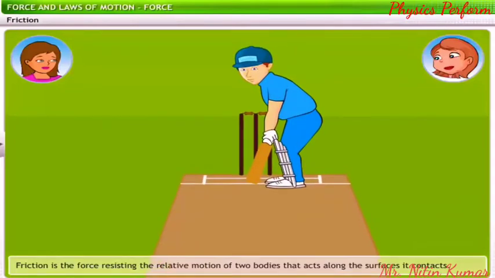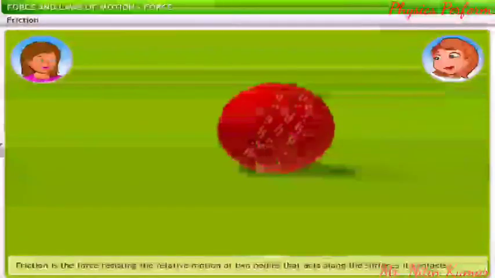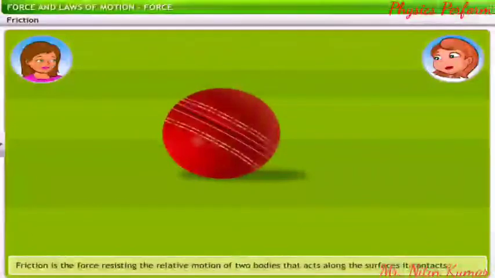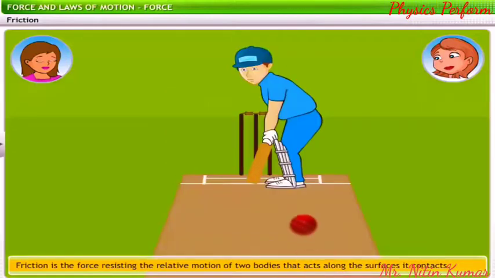Let's observe this game of cricket. As you can see, the ball, when hit by the batsman, slows down and stops after rolling a certain distance. Do you see any force being applied to stop the ball? No. Ideally, the ball shouldn't stop, right? No one applied any force to stop it. The ball stopped due to a force called friction. Friction is the force resisting the relative motion of two bodies that acts along the surfaces it contacts.